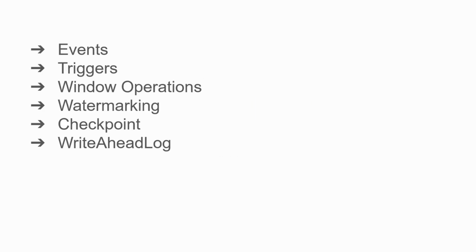In Spark Structured Streaming, there are a lot of concepts to cover, like events, trigger, window operation, watermarking, checkpoint, write-ahead log, output modes, and many others. For the time being, I hope you are aware of what Spark Structured Streaming is and how it works at a higher level.